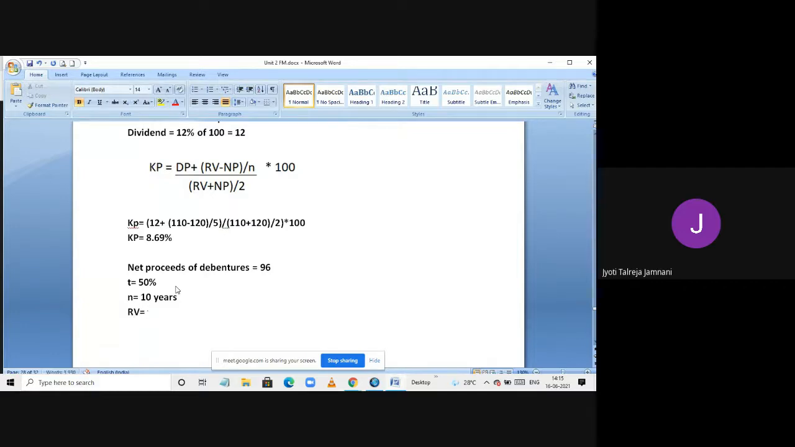That means it should be equal to the face value. And face value is not given, so we can assume the face value to be 100. So if face value is 100, redeemable value is also 100. It is redeemed at par. Whatever was the face value, at that it is redeemed. And it is sold in the market for 96. Means it is sold at a discount. 100 rupees face value is sold for 96. Okay, so these are the things that are given about debentures. Now we can find the cost of debentures.